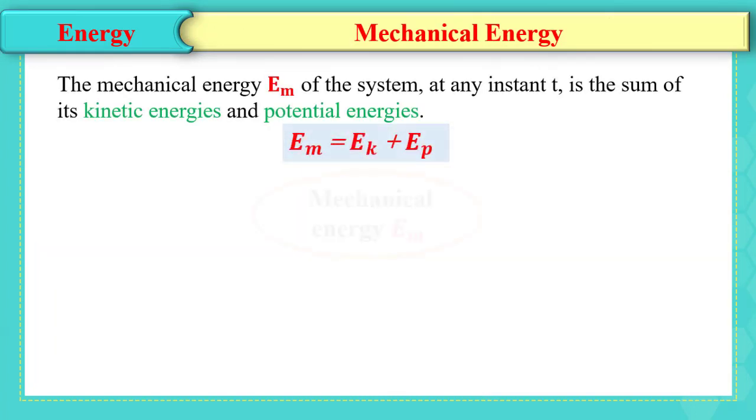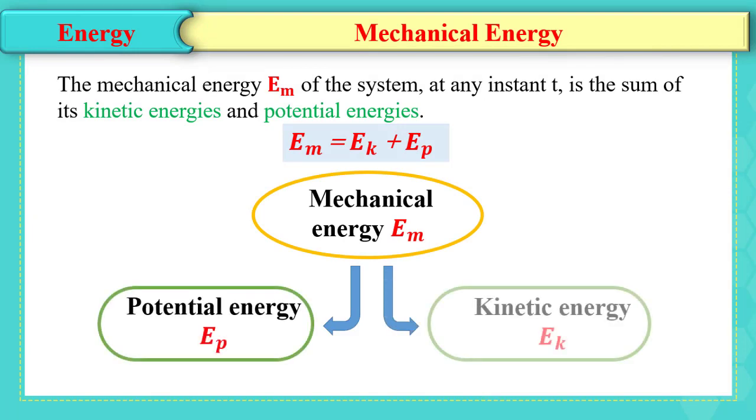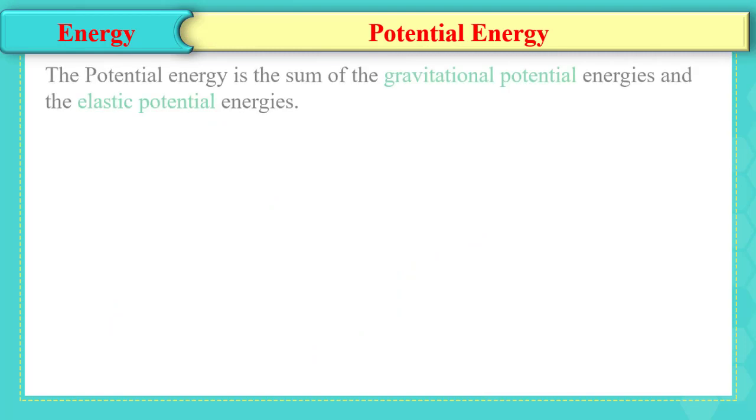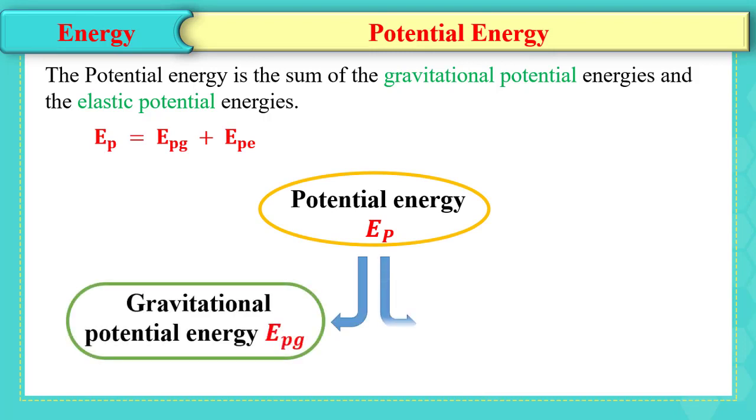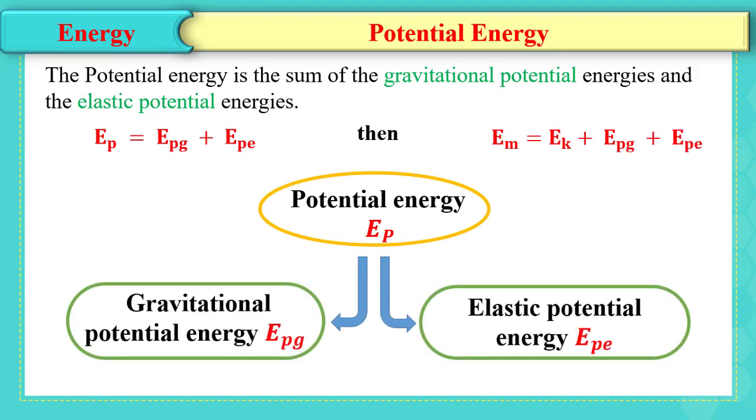The macroscopic mechanical energy. The mechanical energy of the system at any instant is the sum of its kinetic energies and potential energies, while the potential energy is the sum of the gravitational potential energies and the elastic potential energies. Then we say that the mechanical energy is given as kinetic energy plus gravitational potential energy plus the elastic potential energy.